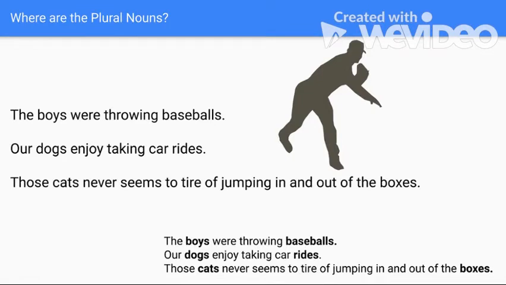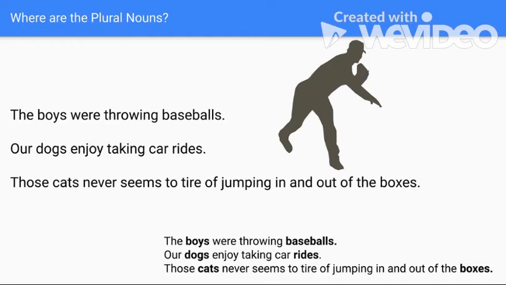Now let's go over plural nouns with some example sentences. In the following sentences, where are the plural nouns? These sentences are very similar to the ones we just reviewed, but instead of singular nouns, they have been replaced with plural nouns. The first sentence, the boys were throwing baseballs. As you go through the sentence, you can pick out which are the nouns. Boys, because they're people, were throwing baseballs. Baseballs is a noun because they are things.